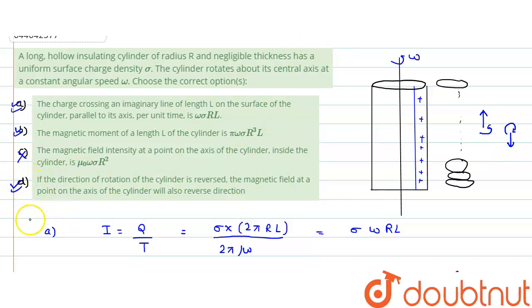So what are the correct options? A is the correct option, then B is correct and D is correct. So hope you have understood the solution.